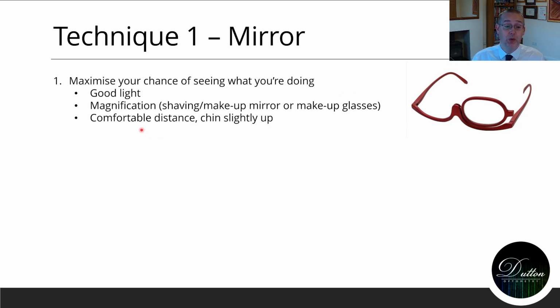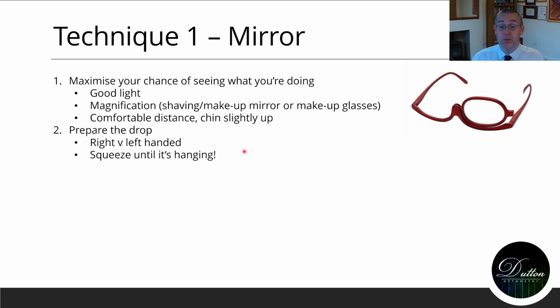You want to make sure that you're a comfortable distance from the mirror. If you're too close to it, there's not going to be enough space for you to actually get the drop bottle in there. If you're too far away, you're probably not going to be able to see what you're doing. And you want your chin up very slightly. If you dip your chin right down, then the drop is more likely to go on the floor than it is in your eye. Whereas if you have your chin back, your chin up slightly, then through gravity, when you drop it, it's more likely to go into the eye.